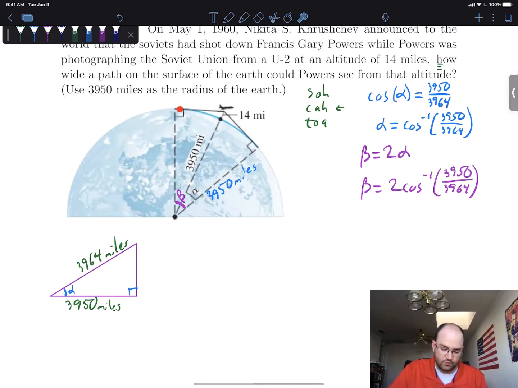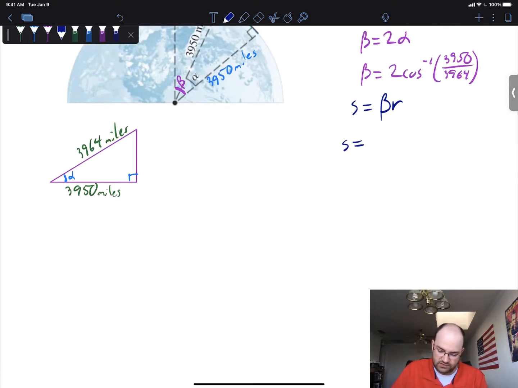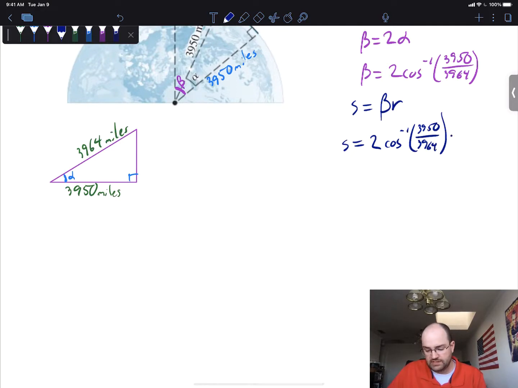And if I want to know this arc length, we have to use the arc length formula. S equals alpha r. But this alpha isn't really alpha. This alpha that we're looking at will actually be beta, as long as beta's in terms of radians. So when you type this into the calculator, make sure that you're in radians. R is just the radius of the Earth, so S will just be beta, which is 2 times the inverse cosine of 3950 over 3964, and then times the radius of the Earth, which is 3950.